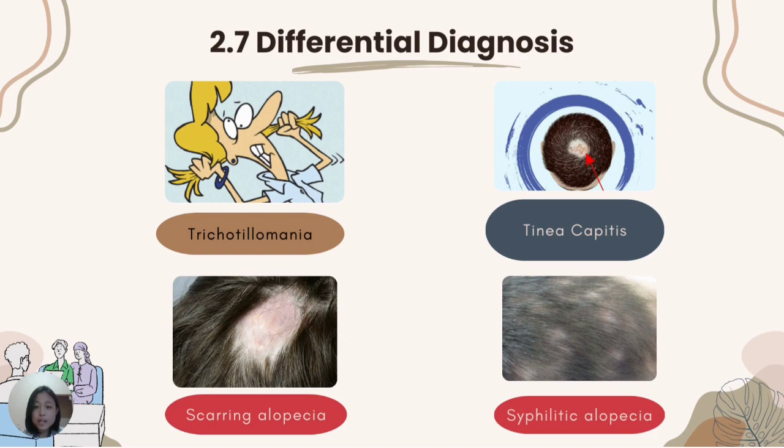Next one is syphilitic alopecia. It's a moth-eaten-like alopecia accompanied by a history of risky sexual behavior and a positive treponemal specific test result.